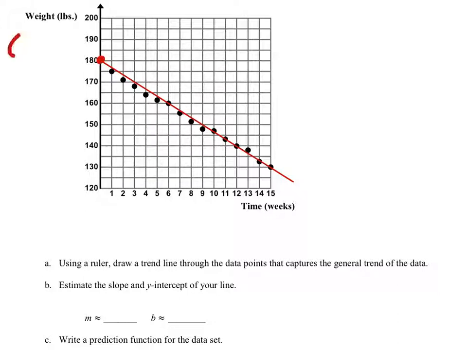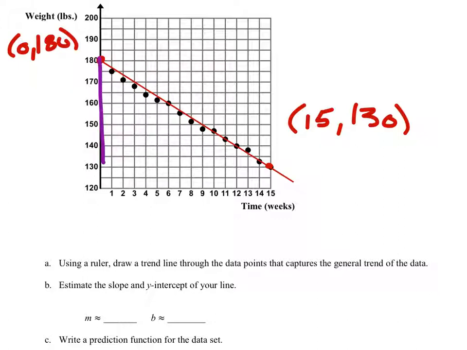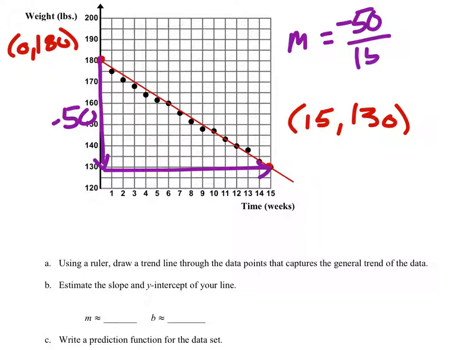So I got this point right here, 0 and 180. And then I got this point right here, which is at 15, 130. So when I find a slope, I can again use the triangle on these. I went down 50. So my slope right now is down 50. And then to the right, 15. And if I were to simplify this, I'd divide both of these by 5, so negative 10 thirds. There's my slope, negative 10 thirds.